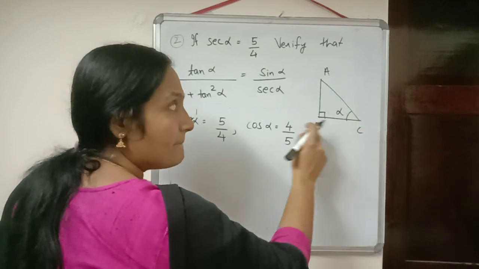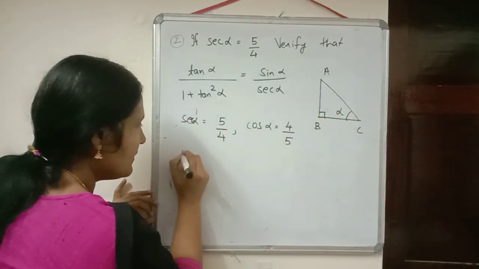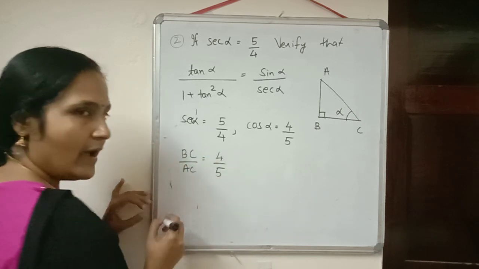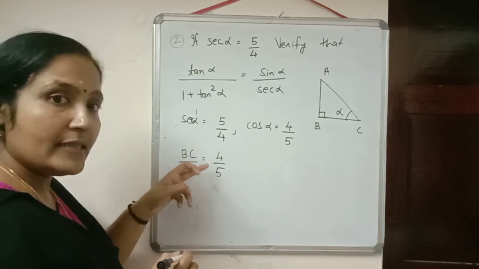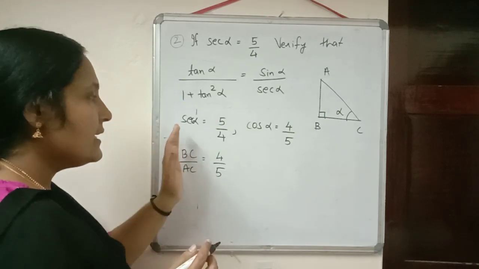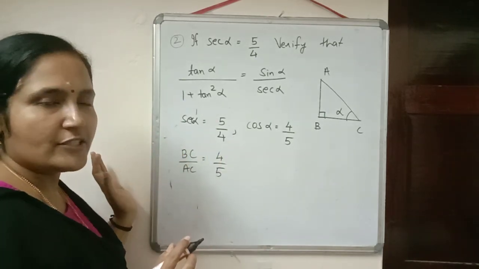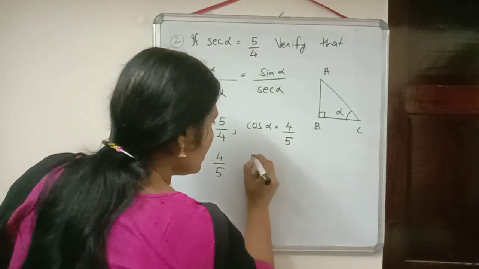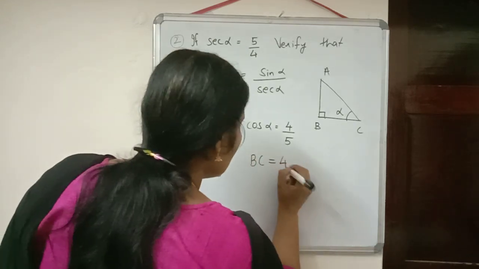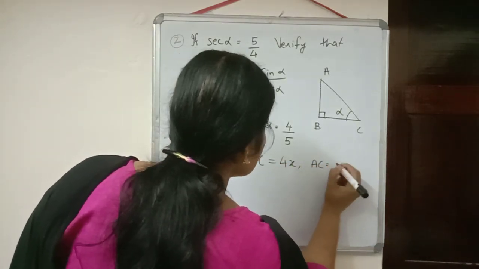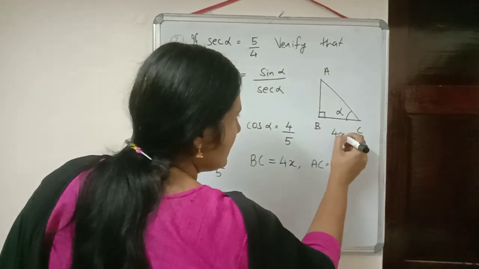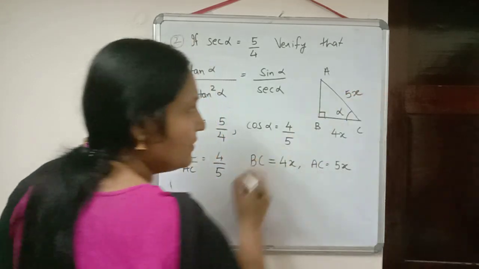Cos alpha is BC by AC. So we will get here BC by AC is equal to 4 by 5. BC and AC are in the ratio. It's not like that BC is equal to 4 centimeter. It means the sides are in the ratio 4:5. So whenever the question is related to ratio, we write it as 4x and 5x. So in the same way, BC will be equal to 4x and AC is equal to 5x. So mention in the diagram we have BC is equal to 4x and AC is equal to 5x.